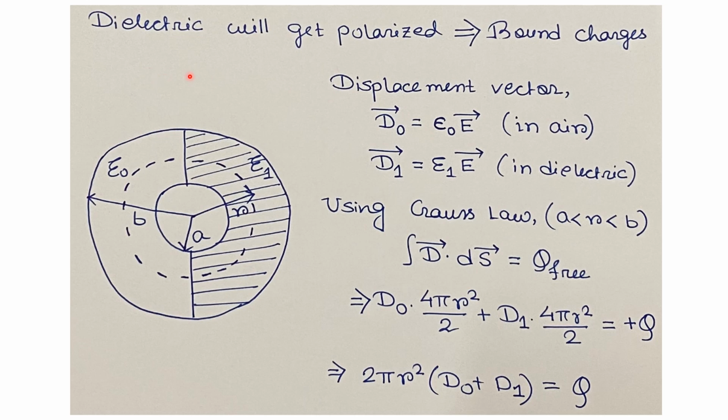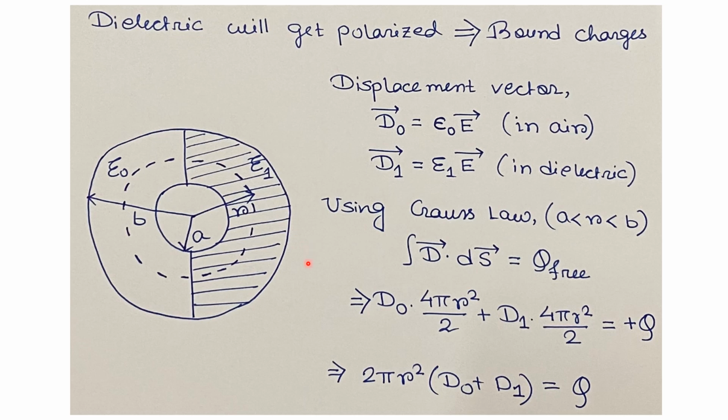Now the dielectric in the region between these two spherical shells, that is the hemispherical part, will be polarized, and because of the polarization there will be formation of bound charges in this dielectric medium. Now the displacement vector in the air is given by D naught vector equals epsilon naught times electric field vector E, and in the dielectric it will be D1 vector equals epsilon 1 times E vector.